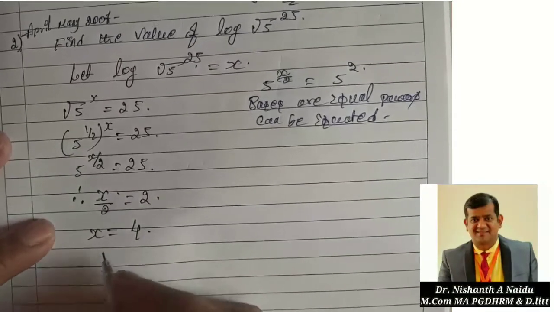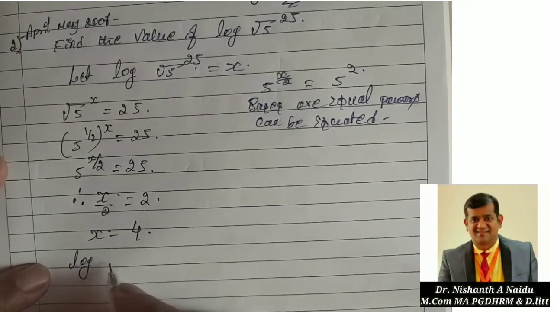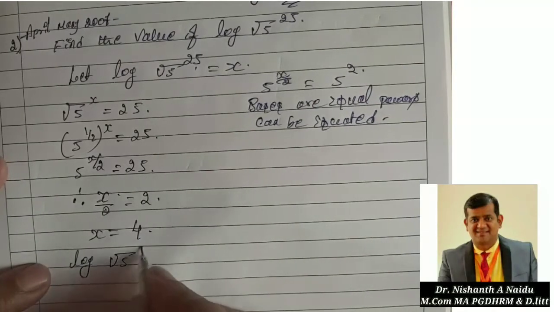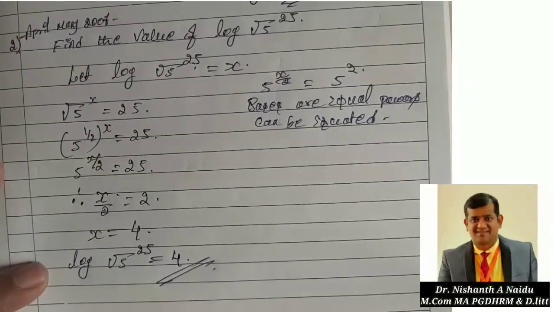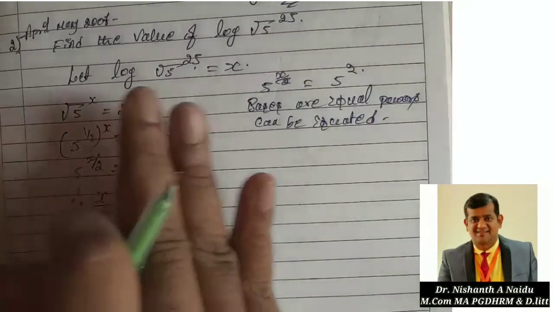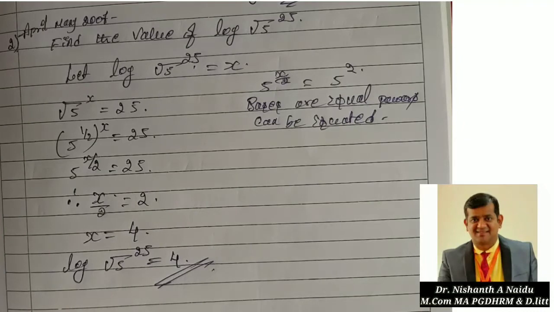So that exactly means log root 5 to the power 25 equals 4. This is how you have to solve. This is exactly based on indices, which I have already taught you in the previous video. So let us solve one more problem.